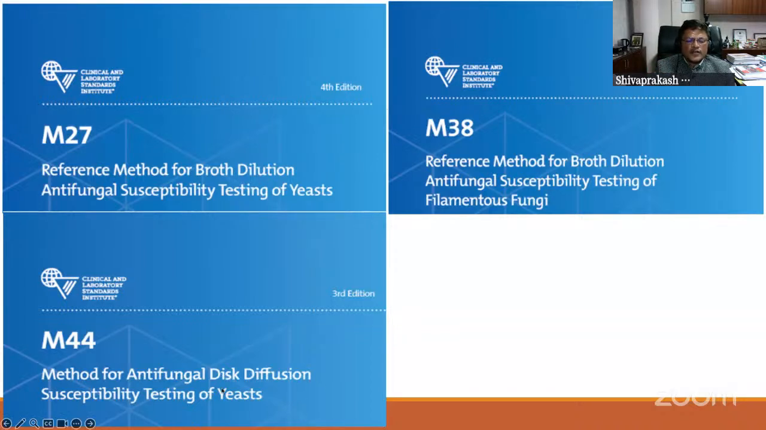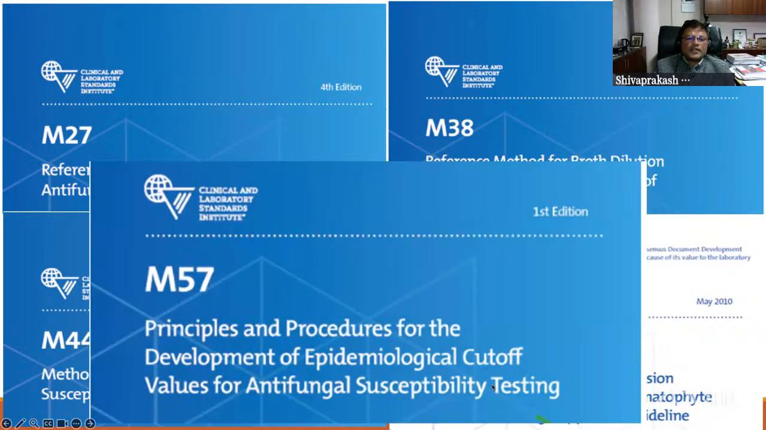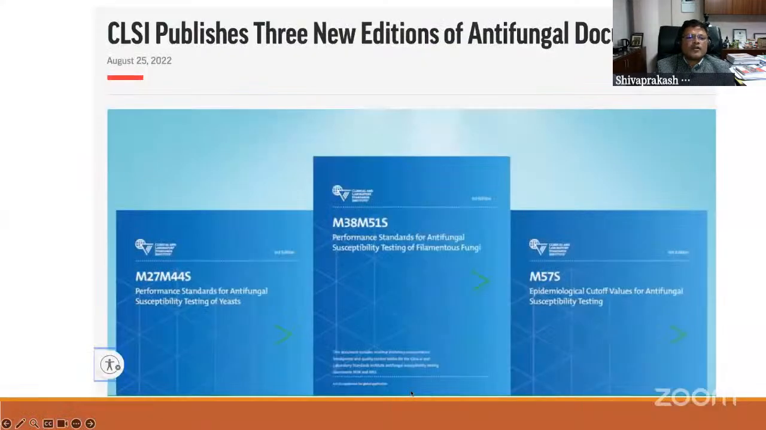For disk diffusion, though we do have it, breakpoints have been given only for a few antifungals. The majority of the breakpoints are present for yeast, and for a few molds we have breakpoints. Otherwise, if we don't have a breakpoint, as for non-dermatophyte molds, then you have to use an epidemiological cutoff value, which will help in guidance. Most of the time for mold infection we consider these epidemiological cutoff values.